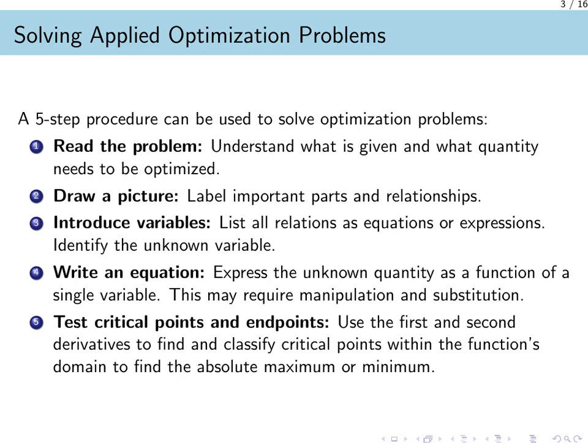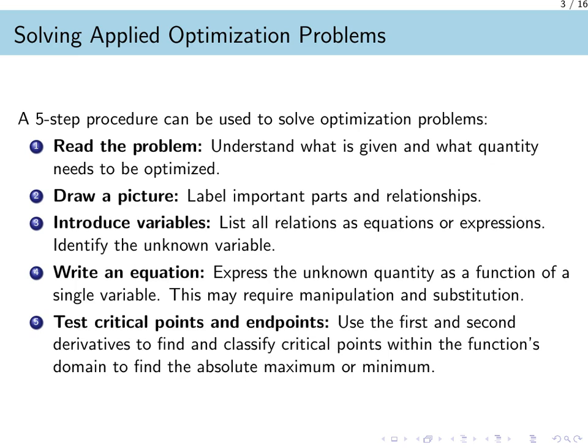We can solve applied optimization problems using a reliable 5-step framework that turns a word problem into a solvable calculus problem. The first 3 steps are about setting up. You read the problem to understand the goal, draw a picture to visualize it, and introduce variables to translate the setup into mathematical language. The most important step is fourth, where you write an equation for the quantity to be optimized, such as area or cost.